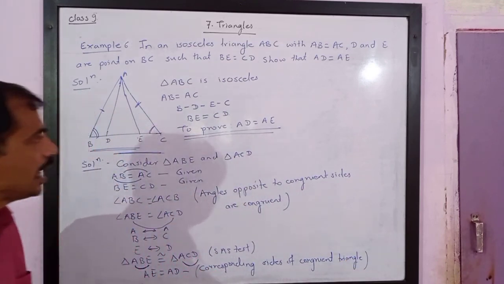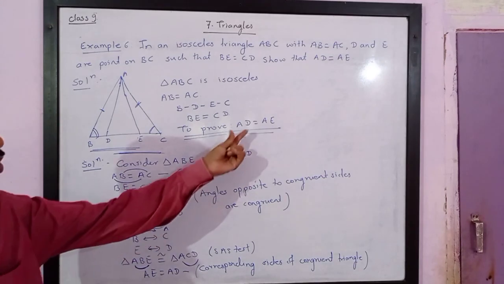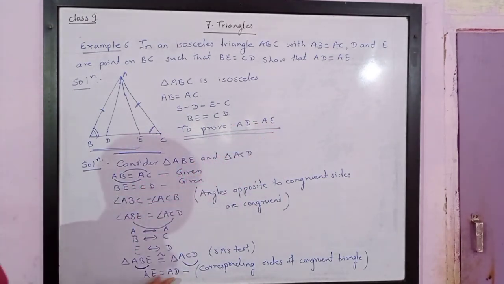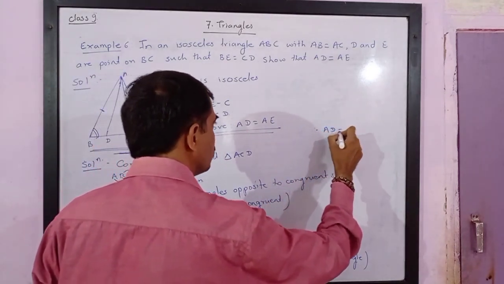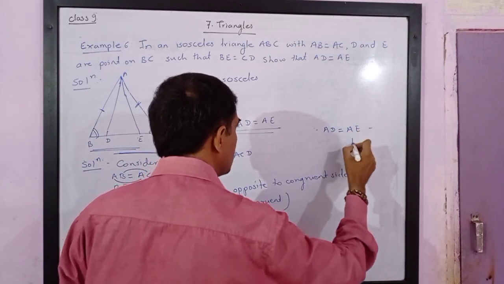Please note, we have written AE is equal to AD. We were asked to prove AD is equal to AE. If this is equal to this, it means the right hand side must be equal to the left hand side. So we can say that therefore AD is equal to AE, and hence proved.